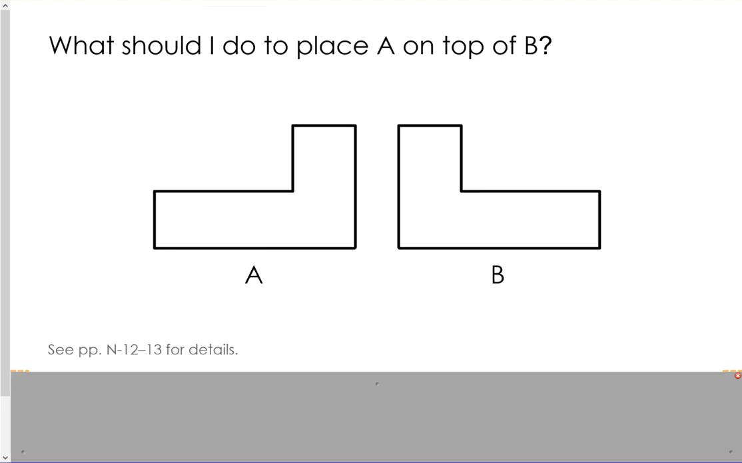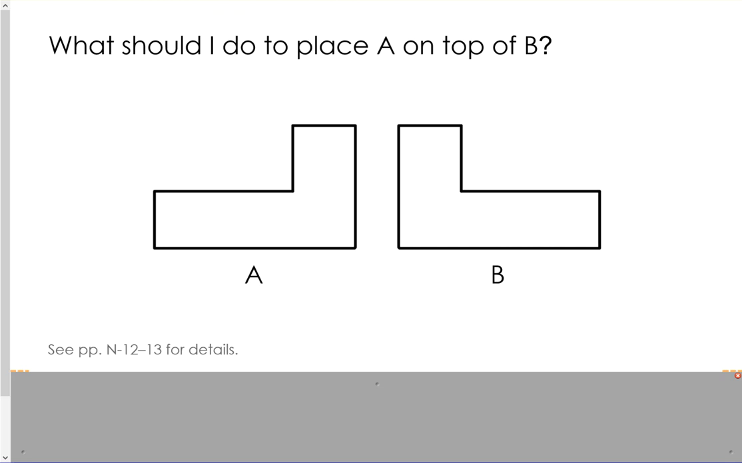Consider these two shapes. I would like to place the shape on the left, shape A, on top of the shape on the right, shape B. What should I do to shape A to transform it to shape B? Write your answer on your whiteboard. You may have said that I can flip shape A to get it to look like shape B. That is correct. However, this requires taking the shape off the board.